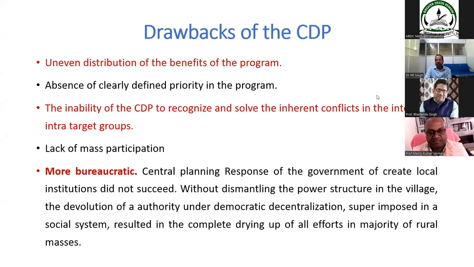But the drawback of the community development program: this program was running in the entire blocks of our country, but the planners evaluated it and found that the program did not achieve its objectives. First drawback of the CDP is uneven distribution of the benefits of the program. Then there was absence of clearly defined priority in the program. We decided to emphasize agriculture development, but at that time education facilities, school and middle education, and infrastructure like road networks, electricity and telephone networks were not available in 1952.